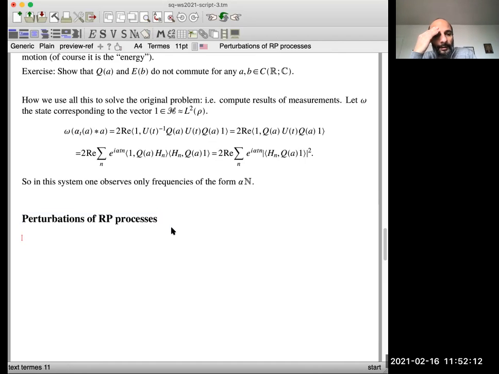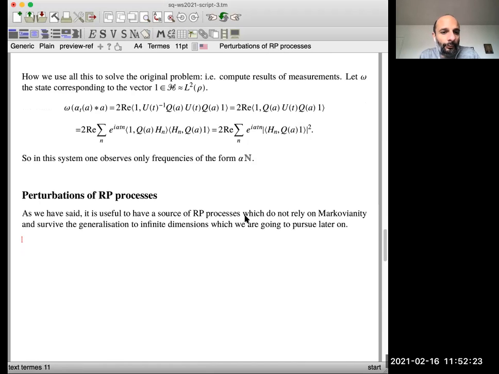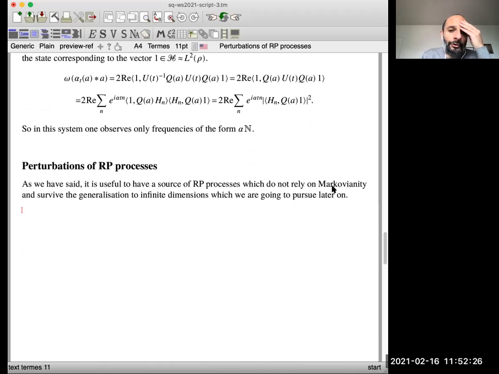You have to perturb the Gaussian process in some way, because otherwise it remains a bit boring. So let me make this comment. We want a source of reflection positive processes which do not rely on Markovianity and survive generalization to infinite dimension, which we are going to do later on. Since we cannot use Markovianity, we fall back on reflection positivity, because by the theorems I cited, the Osterwalder-Schrader reconstruction, I can go back with only reflection positivity. I don't really need Markovianity as a condition. But you need to preserve reflection positivity.